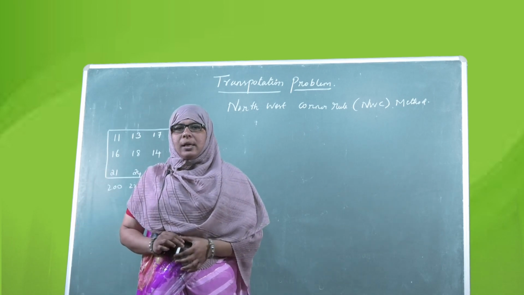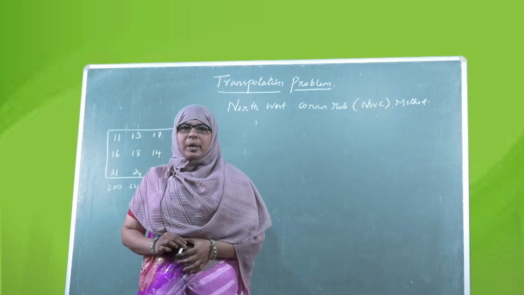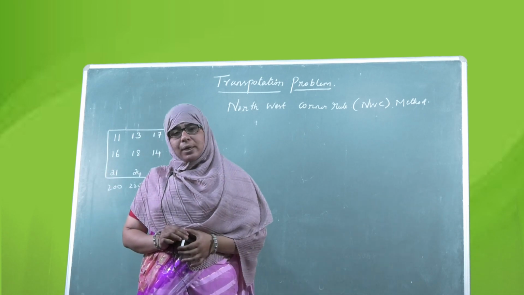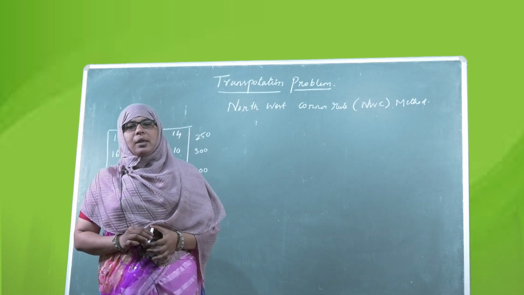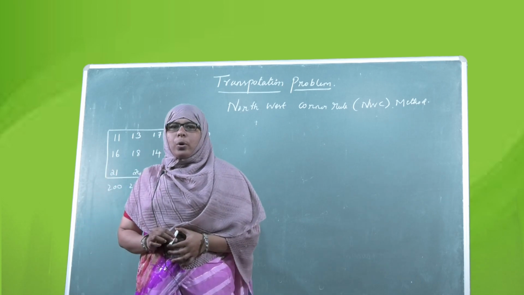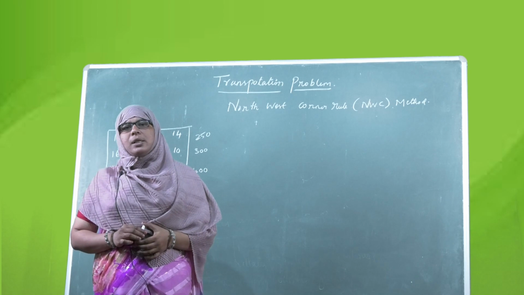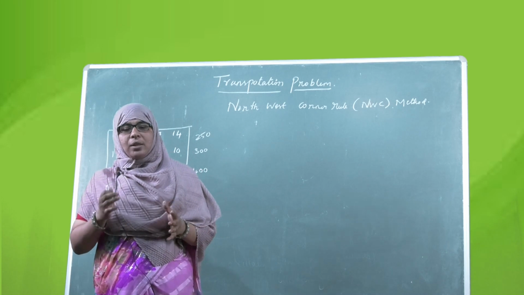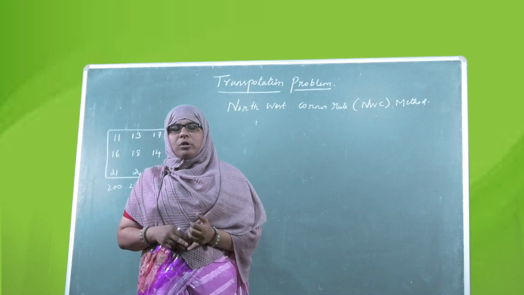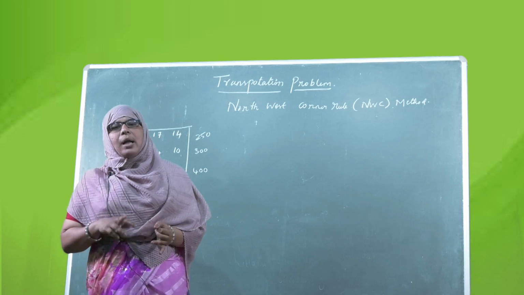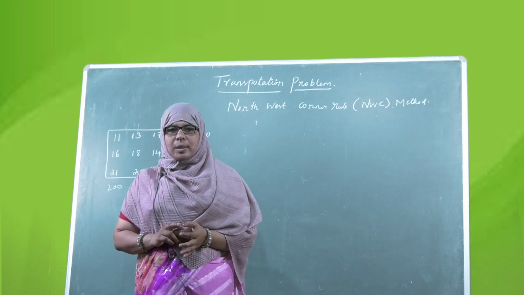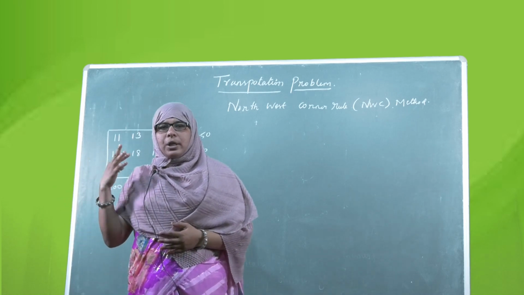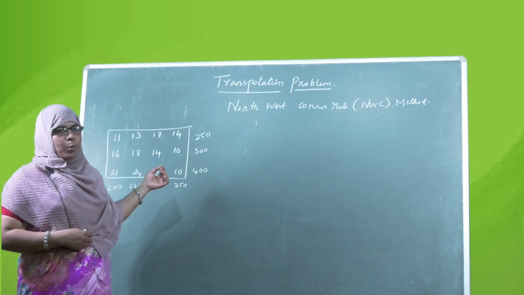Today we are going to see the topic transportation problem in operations research. In the transportation problem, the first method is the northwest corner rule. Now we are going to discuss the northwest corner rule method. First of all, there are three methods in the transportation problem: northwest corner rule, least cost method, and Vogel's approximation method. So first of all, we have to see the northwest corner rule. Let us see one example for the northwest corner rule.